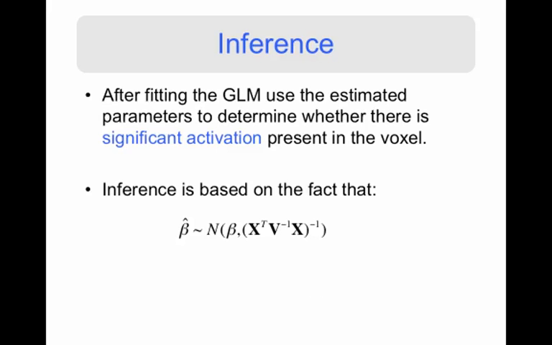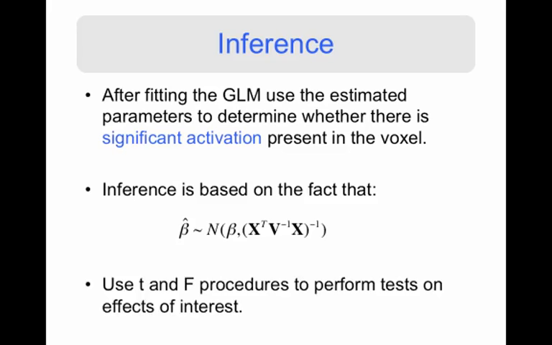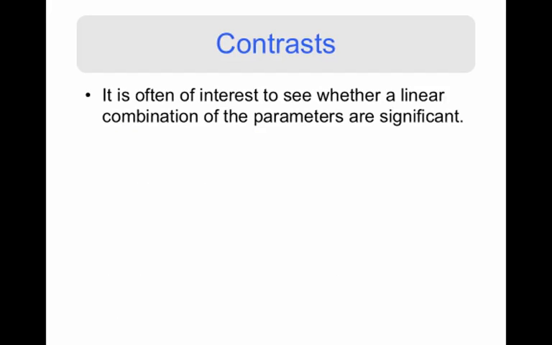So after fitting a GLM, we want to use the estimated parameters to determine whether there's significant activation present in that particular voxel. Inference in the GLM is based on the fact that beta hat is normally distributed with a mean beta and a variance-covariance matrix which is x transpose V inverse x, the inverse of that. So it depends both on V and on the design matrix. Using this result we can perform T procedures and F procedures to perform tests on different effects of interest.